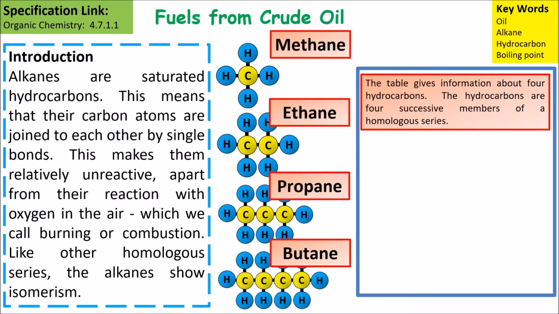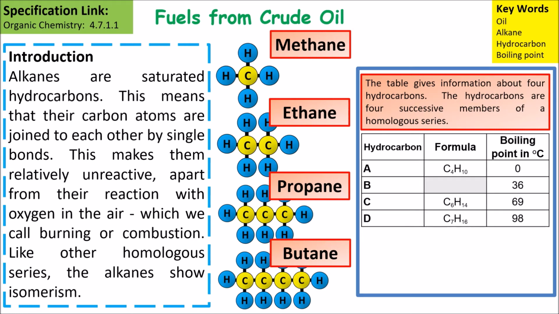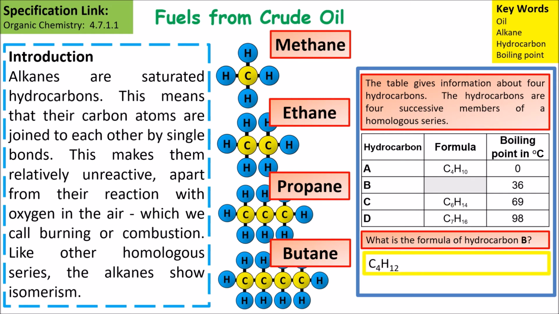So the table below gives information about hydrocarbons. So the hydrocarbons are successive members of a homologous series. So if we look at the table, if we look at what the formula would be for B, it's going to be something that follows the pattern. So it would be C4H10.